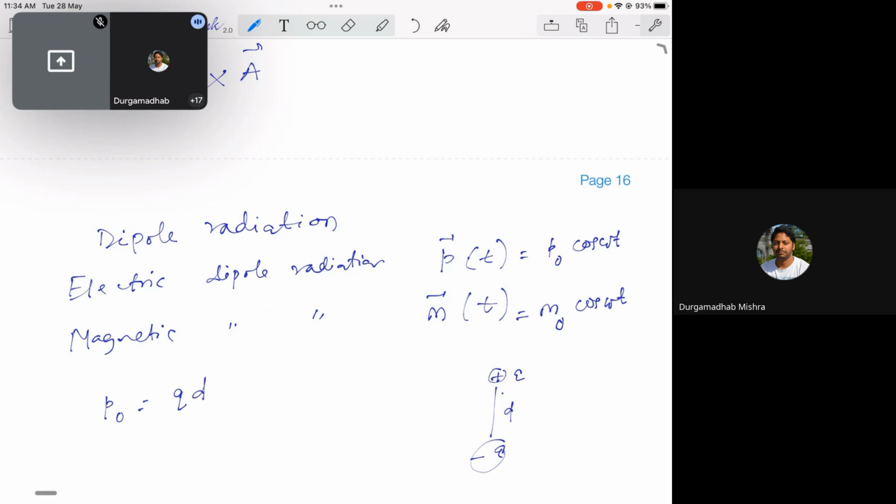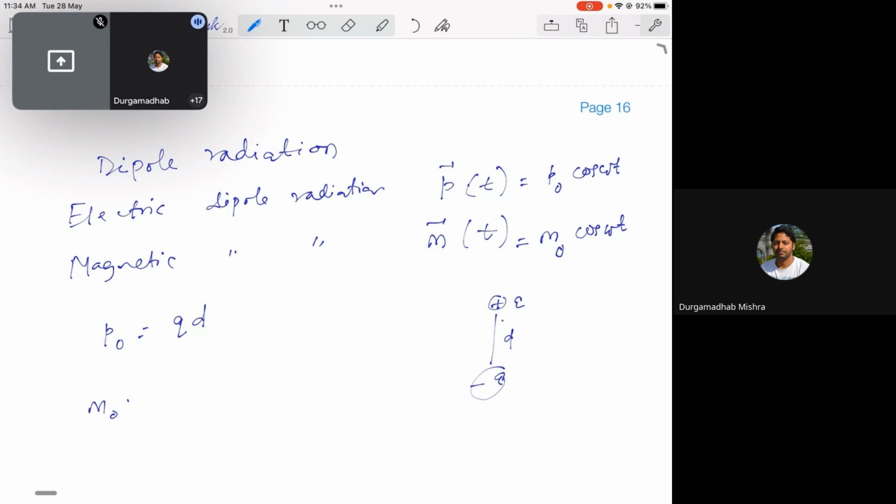So this is given by q into d, and the m naught will be given by the charge into the area. So if I take a circular kind of loop, so this is my charge, and it has a radius r. So this will be simply q into pi r square. Okay, the maximum magnetic moment.